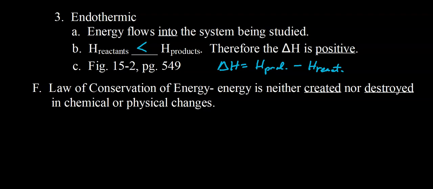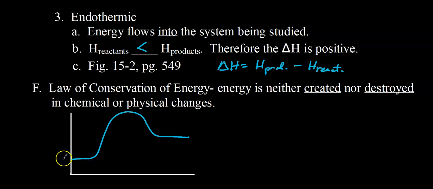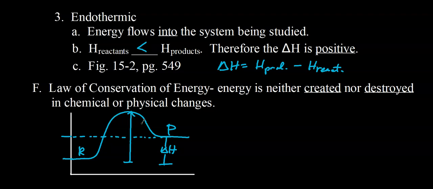Let's draw that. So same axes, we have potential energy on the y-axis, reaction progress on the x-axis. Get something like this. Whatever this number is, that's the energy of the reactants. Whatever that number is, the energy of the products. The difference in energy of the reactants and products is our delta H. From here to here, that is the total energy required for the reaction to occur. That's our activation energy. And from here to here, that is the total energy released during the reaction.